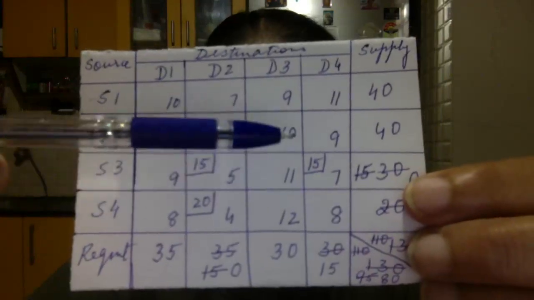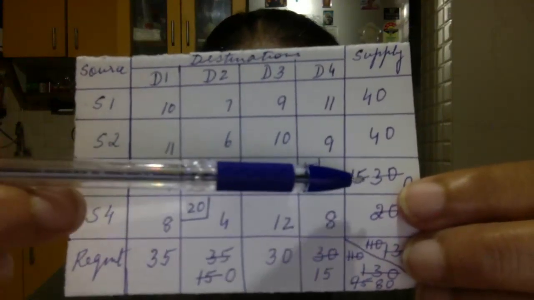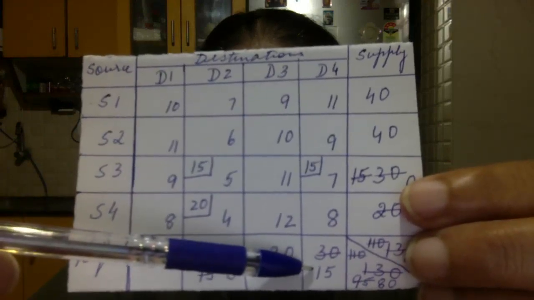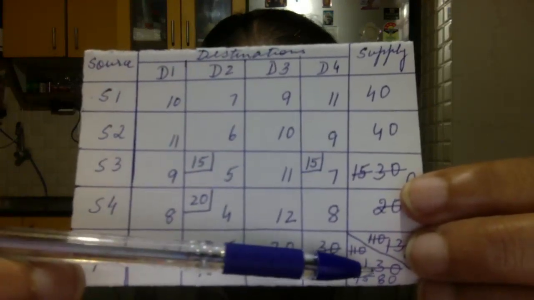First step. Second step, S3 supply becomes 0. Third step, D4 requirement becomes 15 and total becomes 80. So this is my third allocation, 15. So 15 became 0. Come down here, 30 became 15 and total became 80.